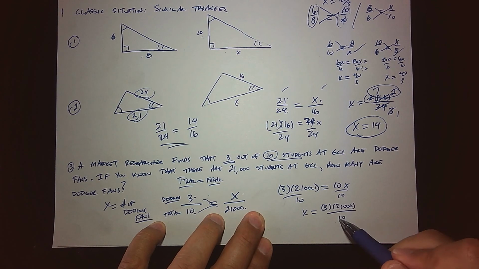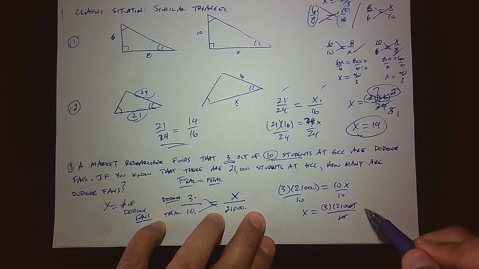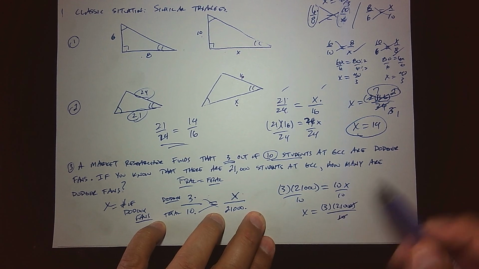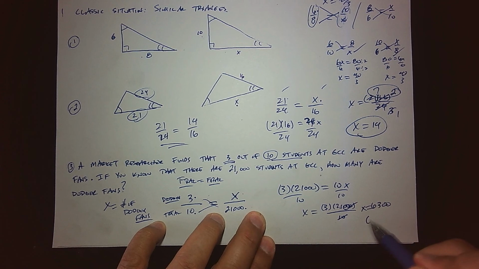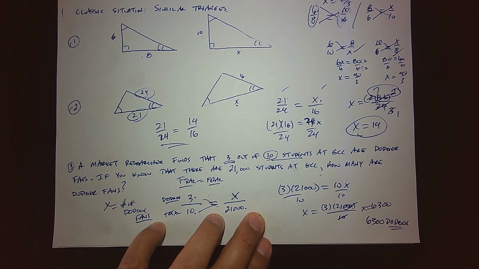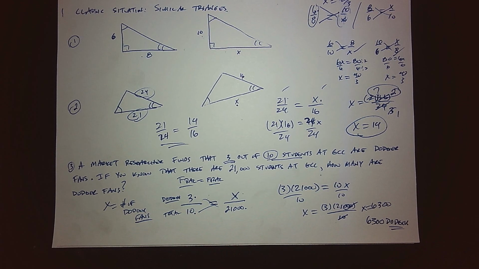And again, it's pretty easy. Zeros cancel out there. And so it looks like we have 3 times 21 is 63 and a couple of zeros. So it looks like there's 6,300 Dodger fans at GCC based off of this market research analysis.